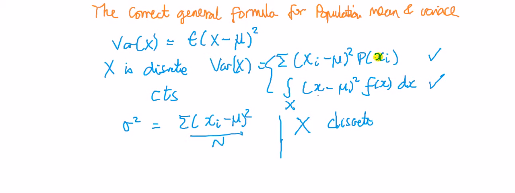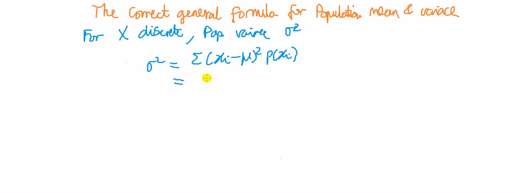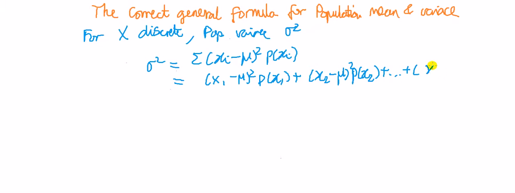So therefore the probability of each observation is 1 over n. So for x discrete, the population variance given by sigma squared is sigma squared equals the sum of (xi minus mu) all squared times the probability of xi. If I write that down with the summation sign, that's (x1 minus mu) all squared times the probability of x1, plus (x2 minus mu) squared times the probability of x2, plus dot dot dot, plus (xn minus mu) all squared times the probability of xn.